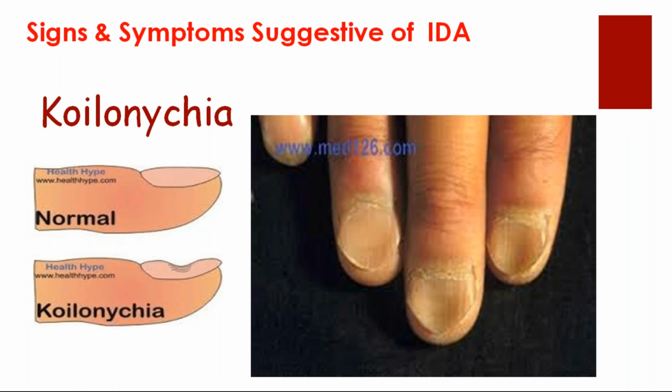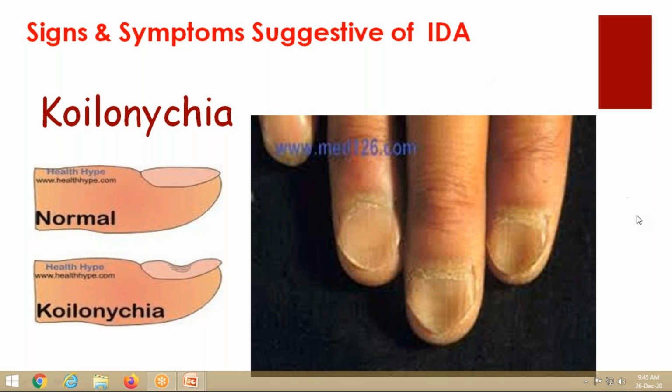When the nails become flat, it is called platonychia, and when they become concave, it is called koilonychia. This is usually seen in severe anemias and is not so common in children. We may see platonychia and koilonychia only in severe anemias.